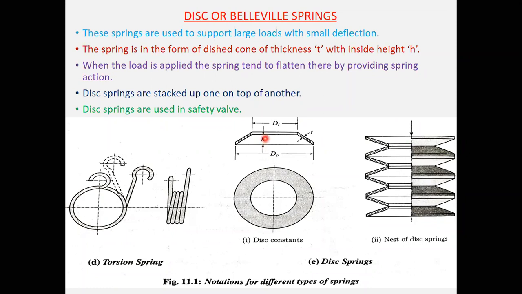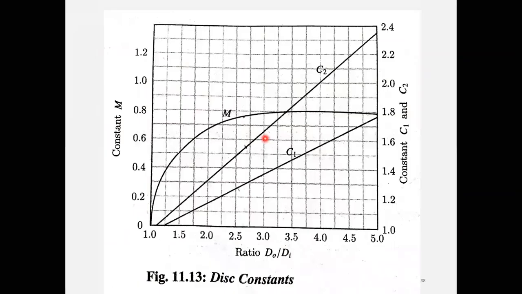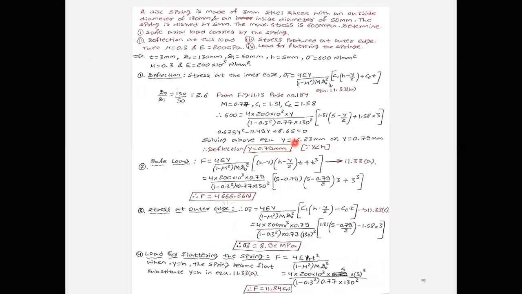For that reason, whatever y value you obtain from the equation, I cannot take 16.23. Why? Because the deflection would be more than the value of h. It is not possible. That's why take the y value as 0.79. Therefore I'm going to select 0.79 mm. Therefore deflection y is equal to 0.79 mm. You understood why I have taken this y?